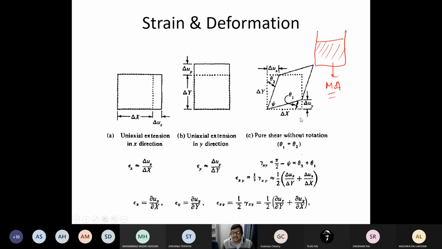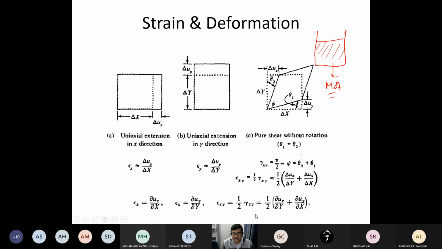Okay, see what is θ1? θ1 will be in the x direction del uy, so del ux by del y. Del uy by del x. Okay. And in the y direction, del ux, that is del ux by del y. So half of del ux by del y.